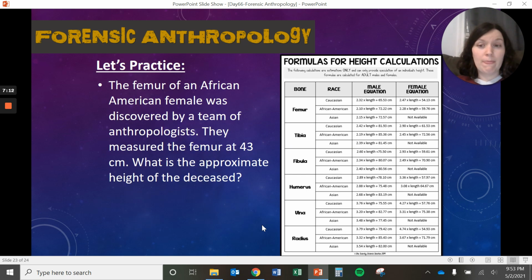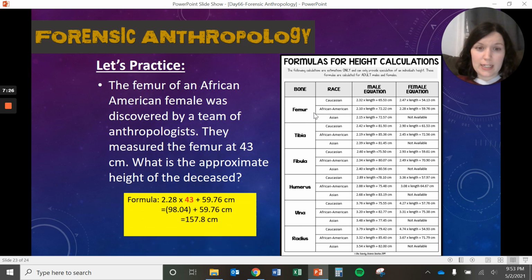Okay, let's try another one. The femur of an African American female was discovered by a team of anthropologists. They measured the femur at 43 centimeters. What's the approximate height of the deceased? So this one, we're looking at a femur. So we go to femur, African American, and a female. So we're going to use this equation. I clicked the button a little early, but anyway, and the height or the length of the femur in this case is 43.